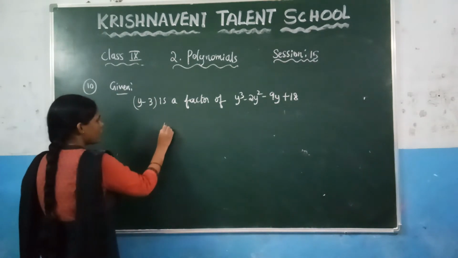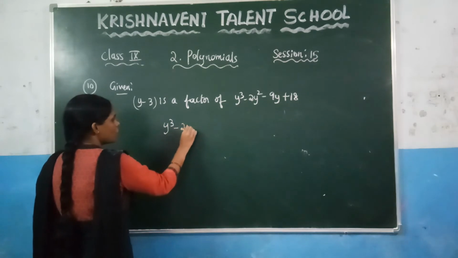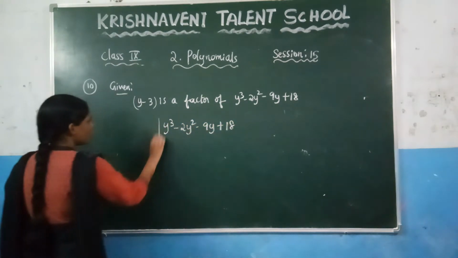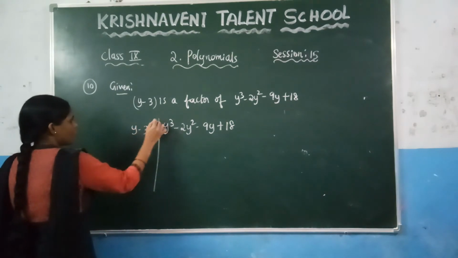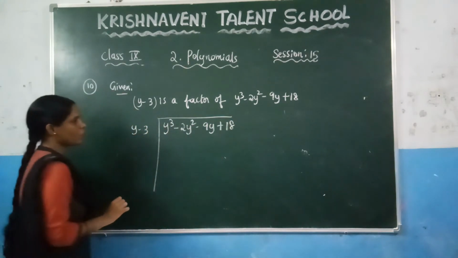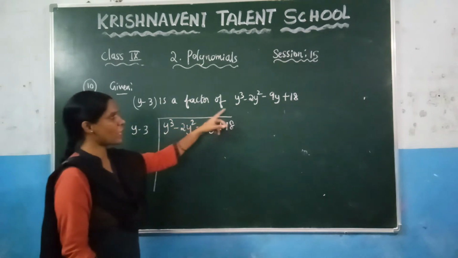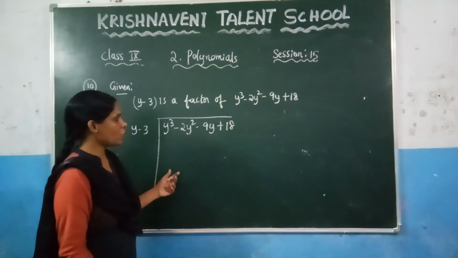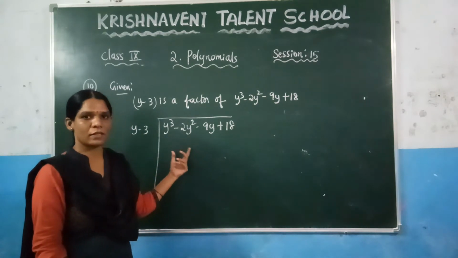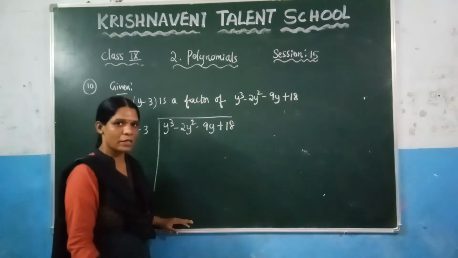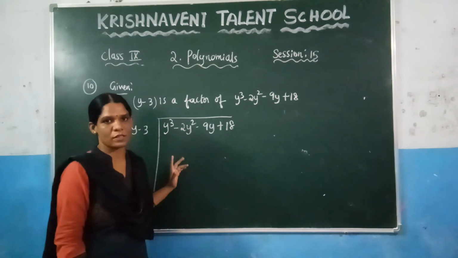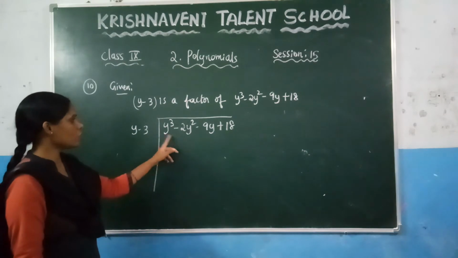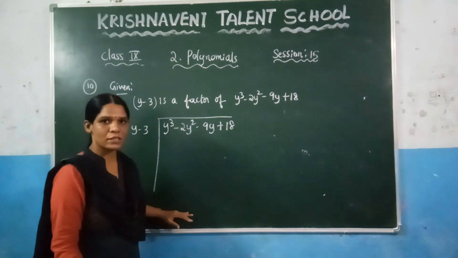So here, divide y cube minus 2y square minus 9y plus 18 by the divisor, which is y minus 3. Why? Because they said that y minus 3 is a factor of this polynomial. What is meant by a factor? A factor is nothing but this: if a number is divisible by another number and you get the remainder as 0, we call those the factors. Similarly, in the case of polynomials it also holds. So if you divide these two polynomials, you have to get the remainder as 0.